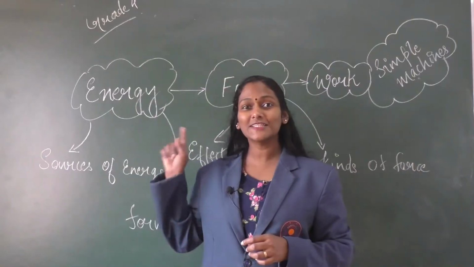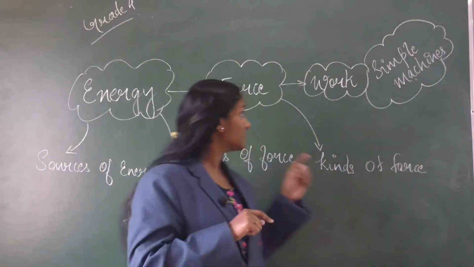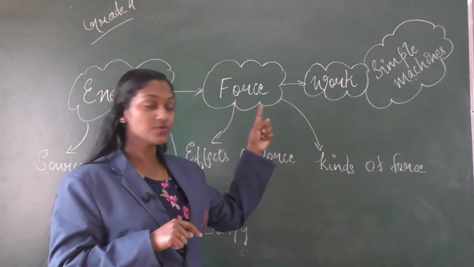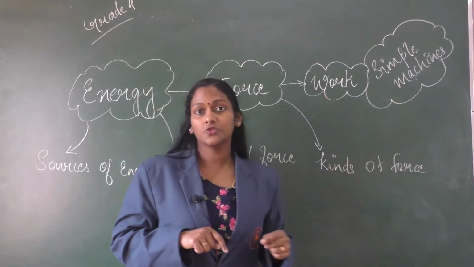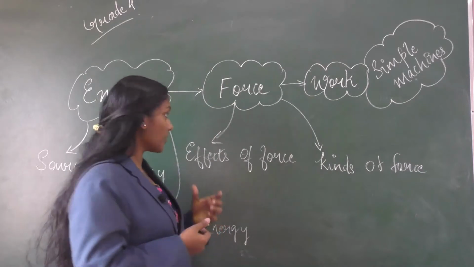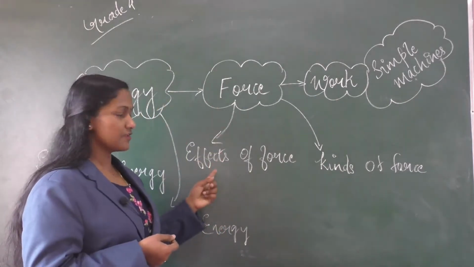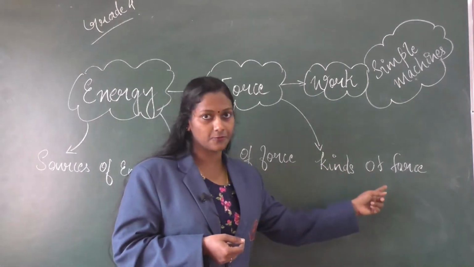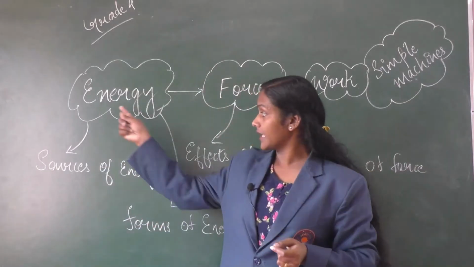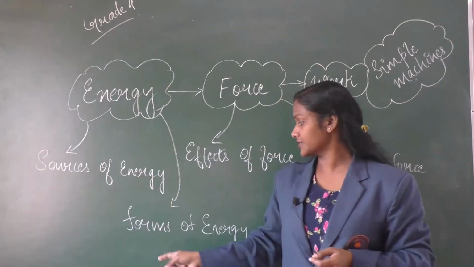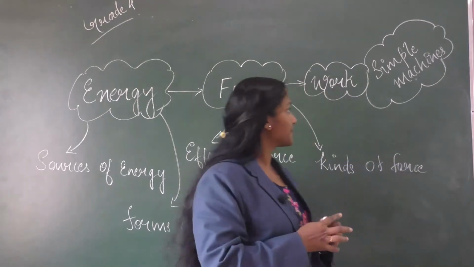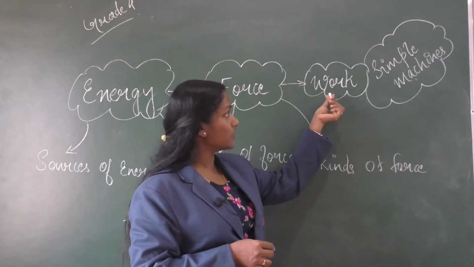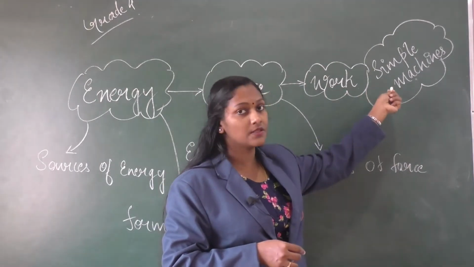Find it out. So, now we have a look at the mind map of this chapter. This is the mind map of the chapter energy, force and work. We will discuss more on force, effects of force, kinds of force. Then energy, sources of energy, forms of energy, and about work and simple machines.